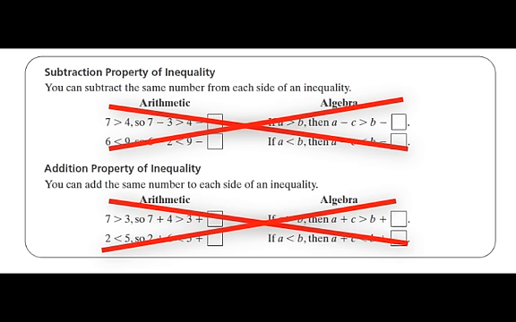I do want to talk about the subtraction property of inequality and the addition property of inequality, but we're not going to look at any of the examples because I think they're a little bit confusing. The idea, though, is it's just like an equation. When you subtract a number from both sides of an inequality, it remains the same. If you add a number to both sides of the inequality, again, you're not changing any values.